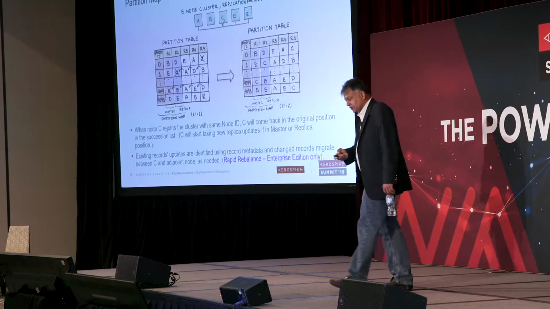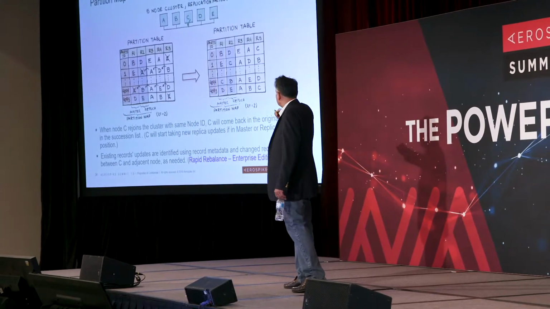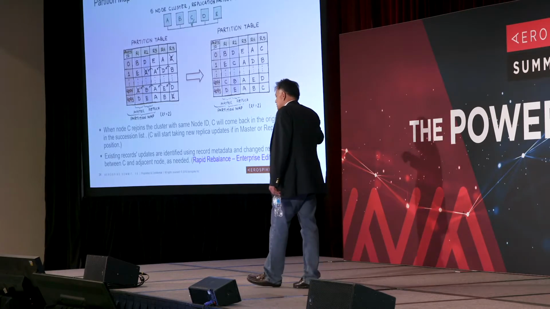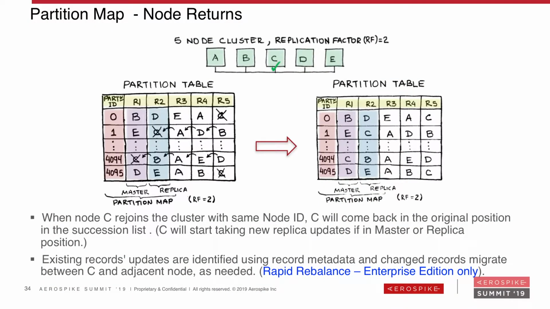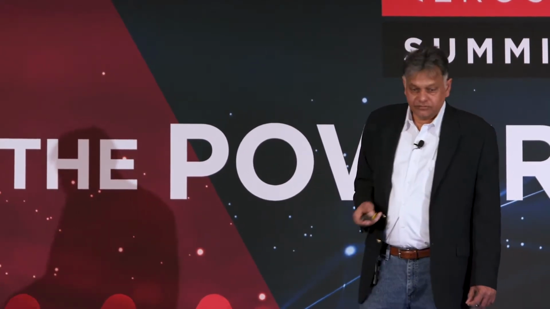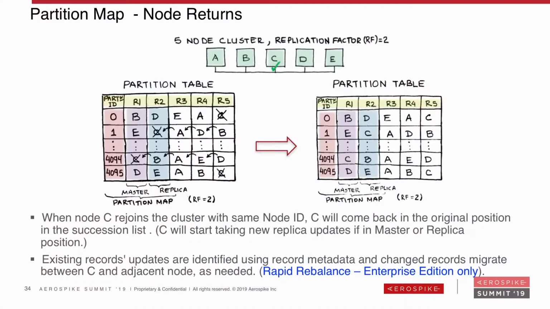Okay? Let me quickly mention the rapid rebalance part. This delta migration in Enterprise Edition occurs by first comparing just the metadata about the record. We talked about the record metadata in the primary index. So the rebalance is very fast. Instead of brute forcing all the records back and forth, it first compares the metadata and decides which records to exchange. And so rapid rebalance is, I believe, 40x faster in Enterprise Edition than Community Edition.